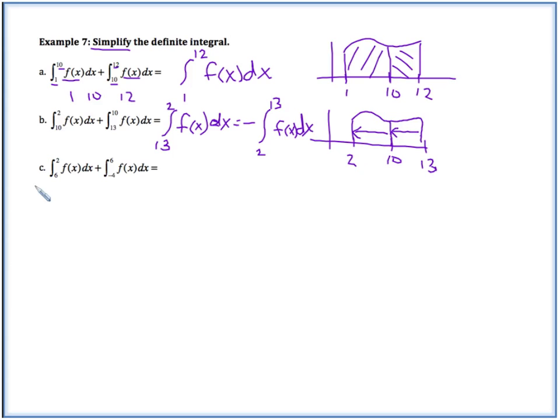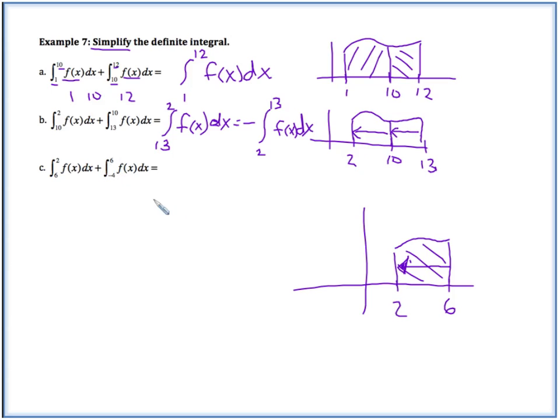Okay, for example C, let's go ahead and draw a picture of what's going on here. Now notice this one's going to be from 6 to 2, so here's a 6, and then here's a 2 of f of x. Okay, so that's going to look like that. Oh, and notice the direction here. It's going backwards, giving us that negative number.